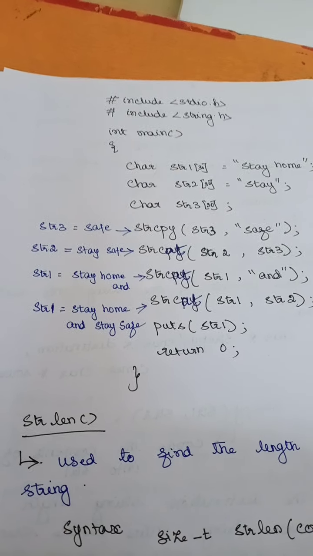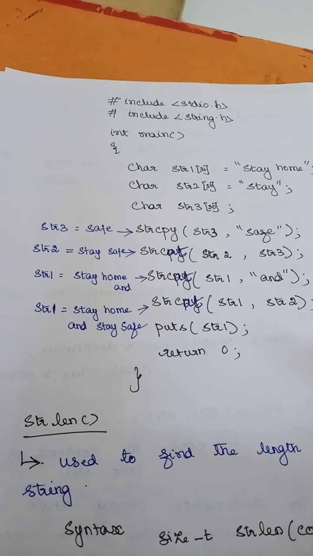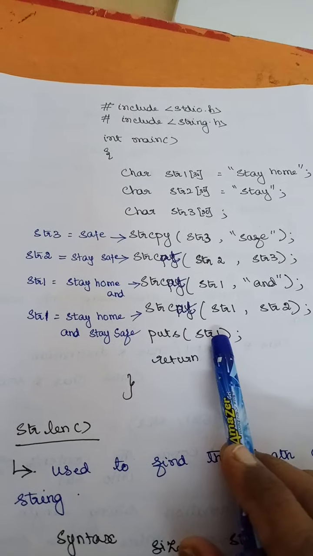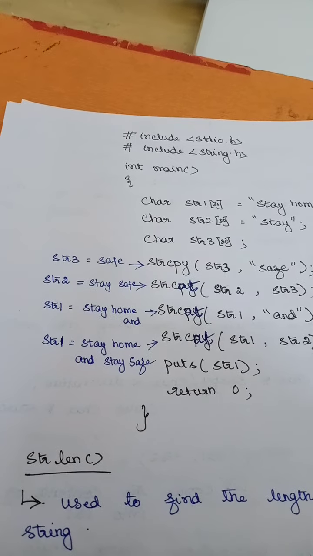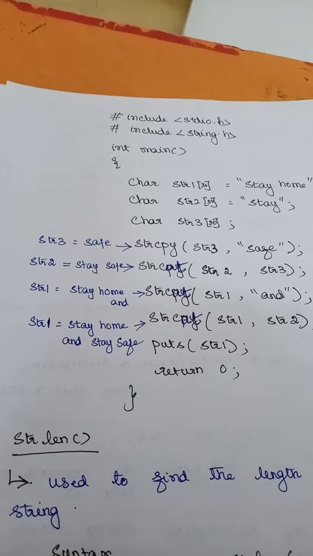Clear? So now I am displaying the message using puts. Is that clear? So return 0, right? The remaining functions we'll see in the next video.